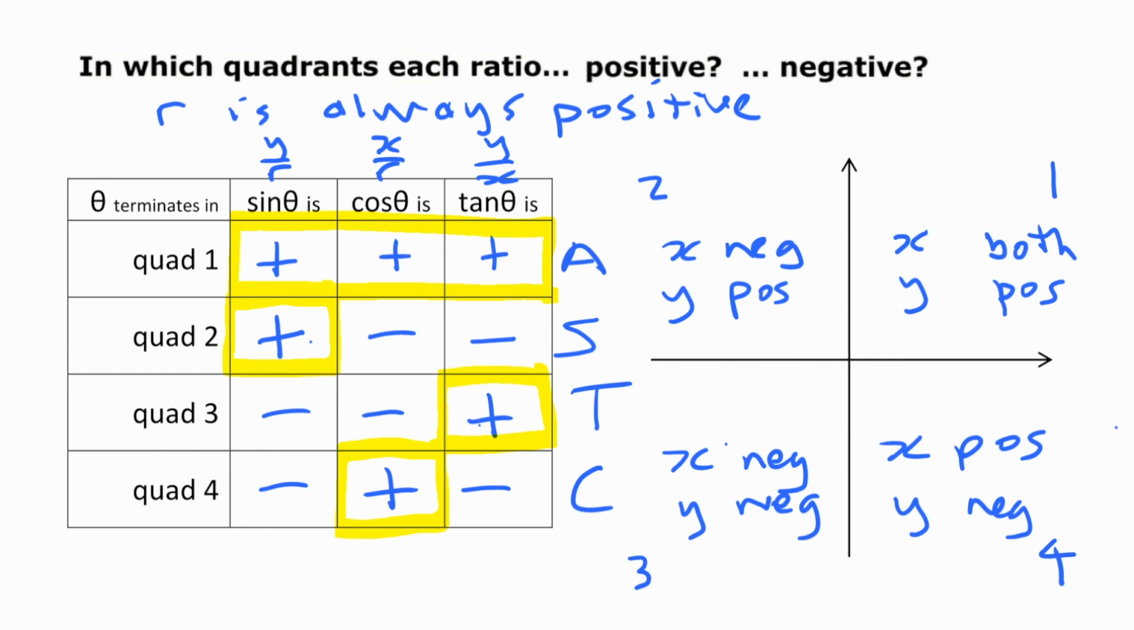All right, so that's a look at the definitions of the trig ratios of angles of any measure in standard position using the coordinates of a point on the terminal arm rather than sides of a triangle.